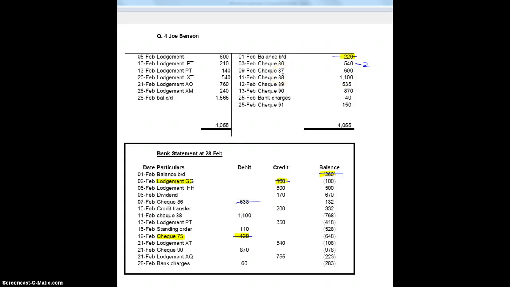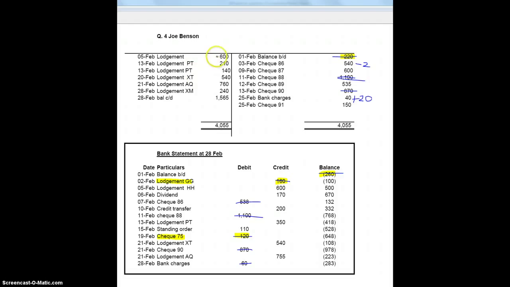Check 87 I don't see. Check 88 is down here, it matches. Is there check 89? I don't see it. Check 90 is here for 870 versus 870. Bank charges are 40 here and 60 on the statement, so Joe Benson might have made a guess at the bank charges. In reality they were 60, so he needs to increase them here by 20. And here we've check 91, which isn't down here.